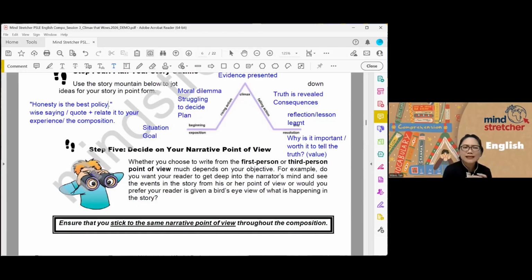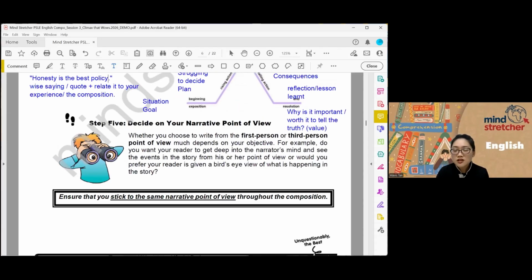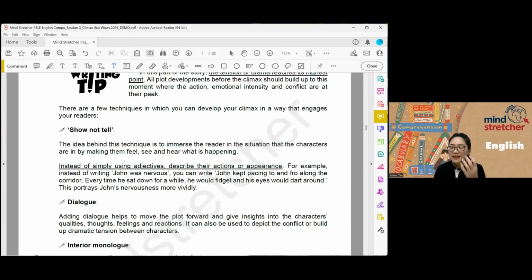So always expand the quote. What does it mean to you? Why do you say so? Don't just throw a quote at the reader and say, nah, figure it out on your own. No, okay? Don't do that. So today, when you look at these techniques and the climaxes later on, you will see that they are related to telling a lie. So those are mini models for you, okay?